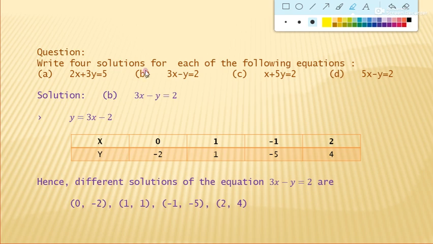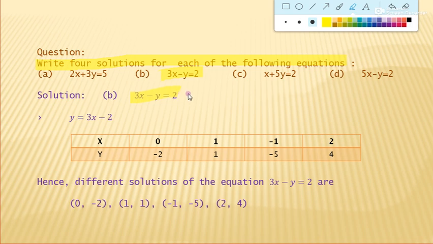Now this is another question. Before starting the new topic, I want to show you this question, because after understanding it, we can easily understand the other topic. Okay, let's start. The question says: write four solutions for each of the following equations. So what is the equation? Here we are considering the second part of this question, 3x minus y is equal to 2.